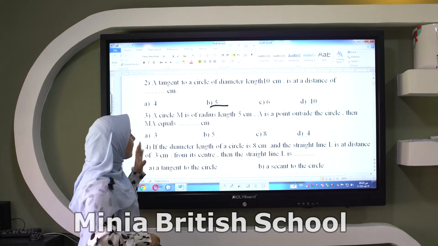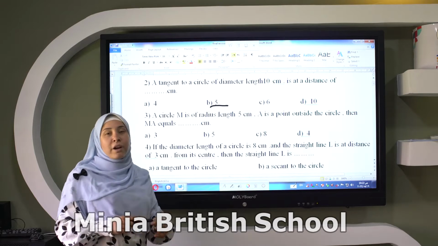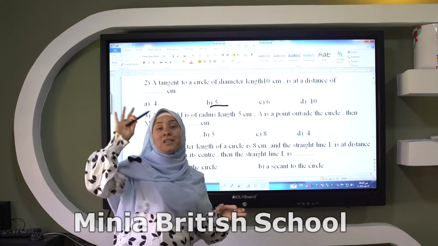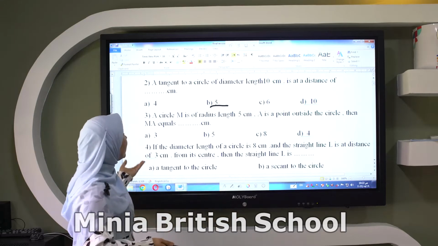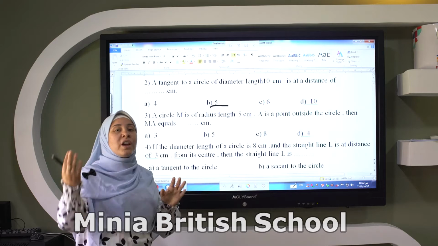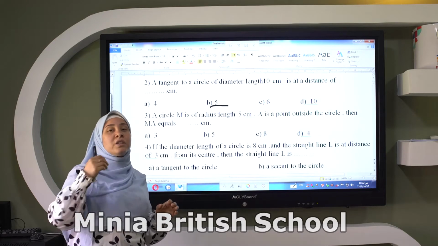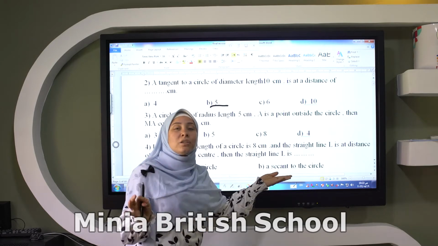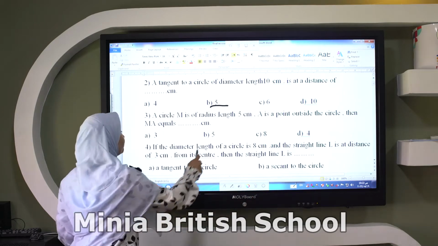Number 3. A circle M has a radius length 5 centimeter and A is a point outside the circle. Okay, then MA equals what? It must be here greater than the length of the radius 5. So the MA here equals 8 centimeter. Okay.